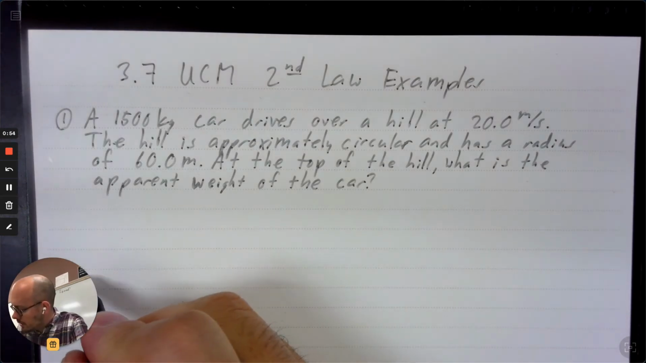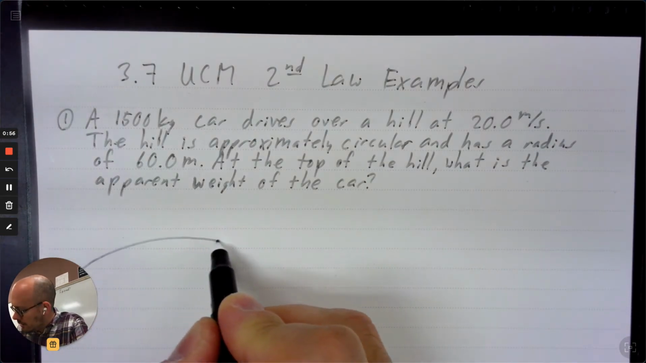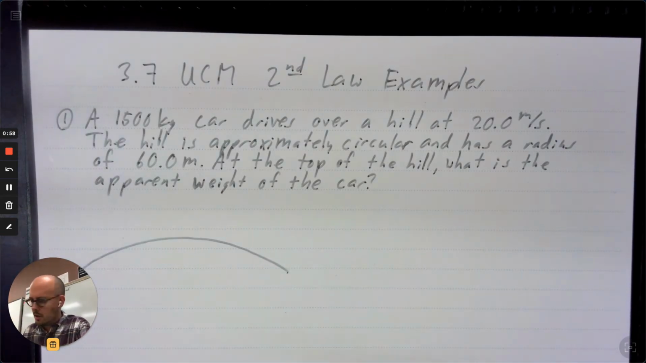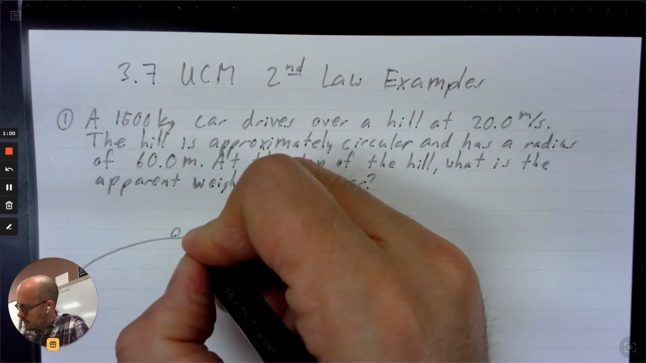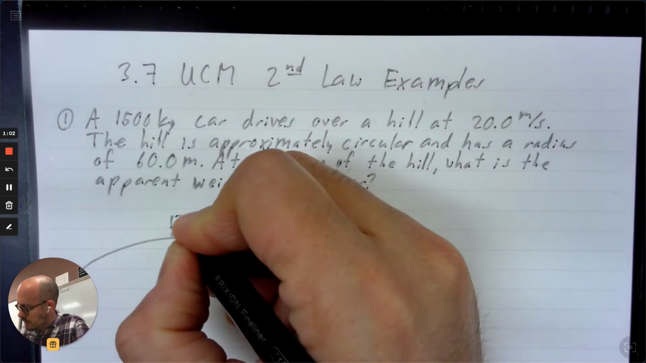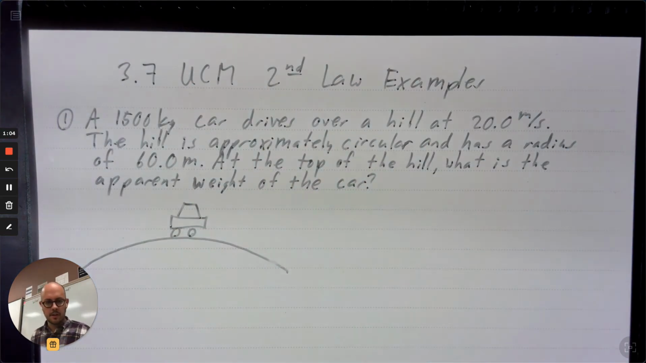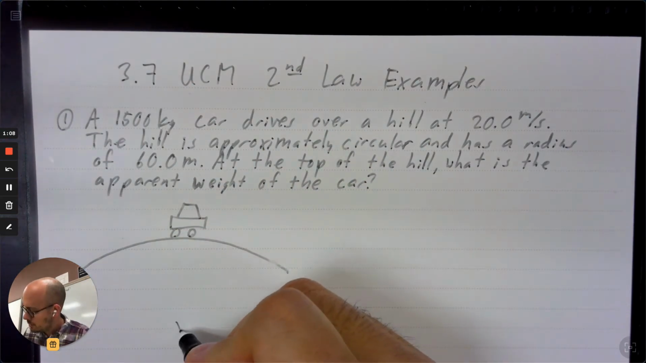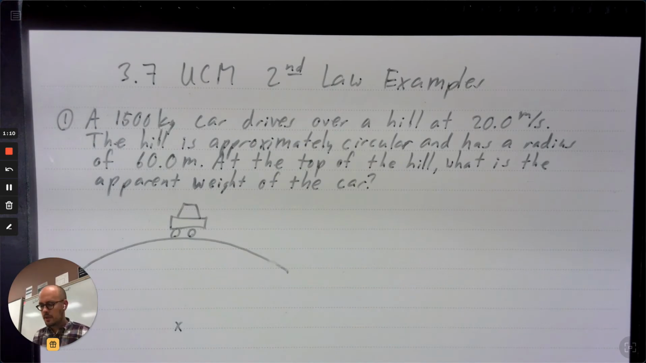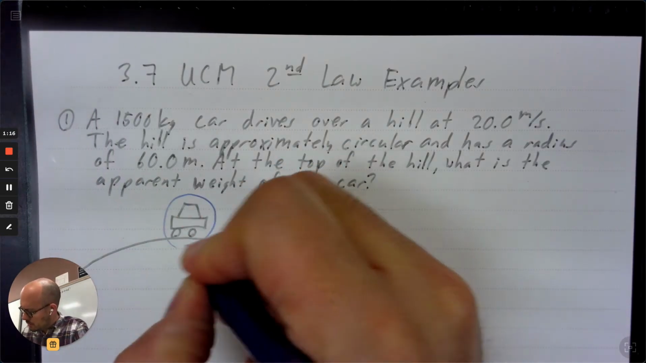So there are some concepts here. The hill would look like this. The question you're being asked is about when the car is at the top of the hill. We covered this in free body diagrams, and the center of the circle will be somewhere down there. So let's look at a free body diagram and then talk about the question.